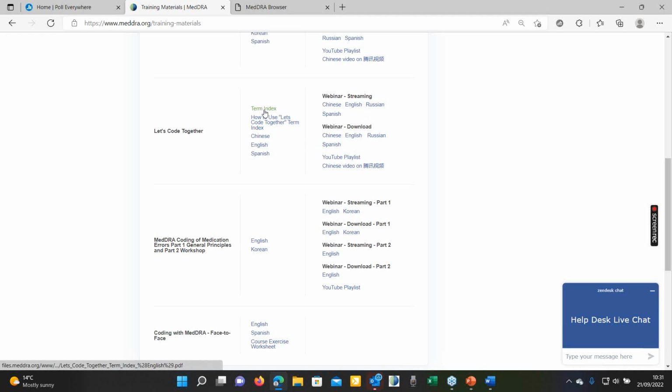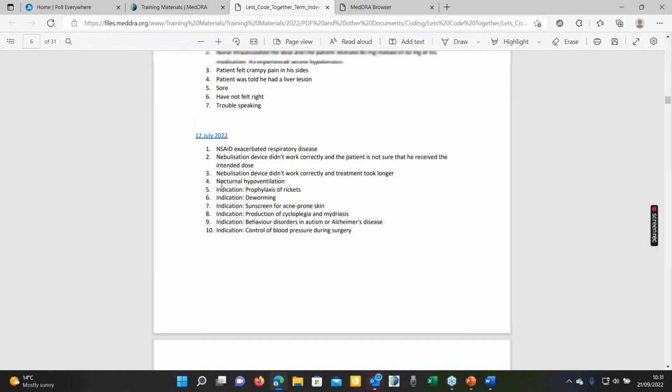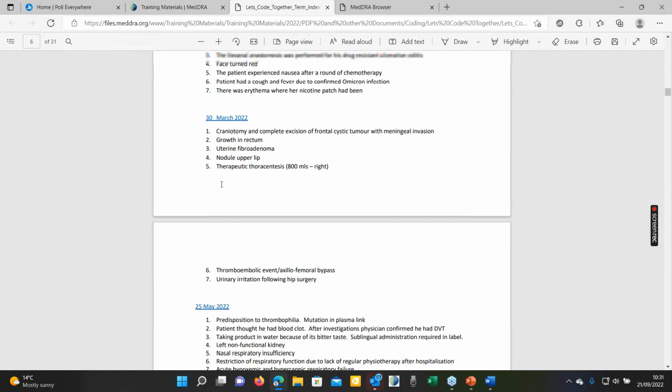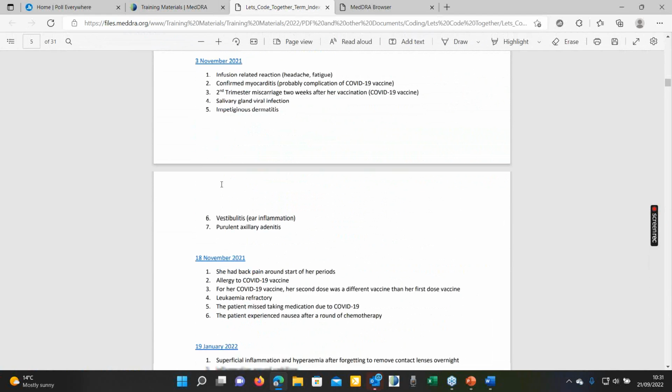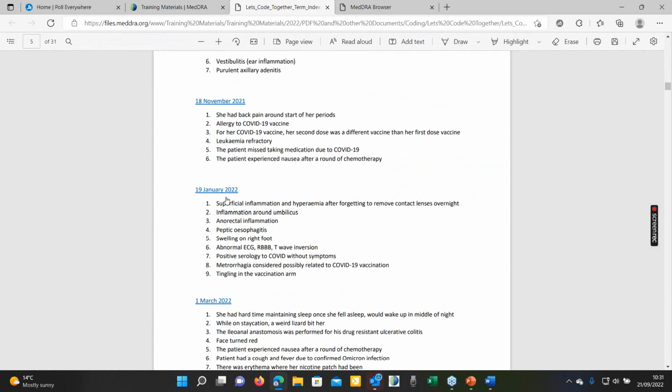And there are 2 documents here. There's a term index, and there's a document explaining how you use the index. So as you'll appreciate, having done 17 sessions, we've got quite a list of terms. So if you go here, you can look at all the previous verbatims that we've covered. And if there are any that are of interest to you, you can click and go directly to the recording on the YouTube channel for that session.